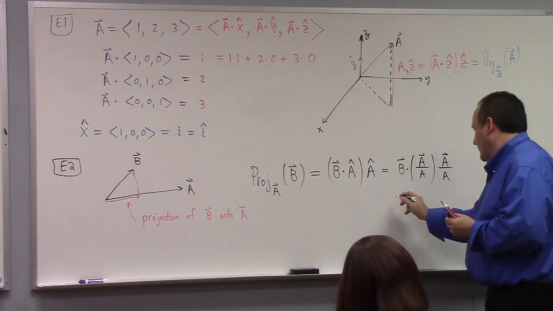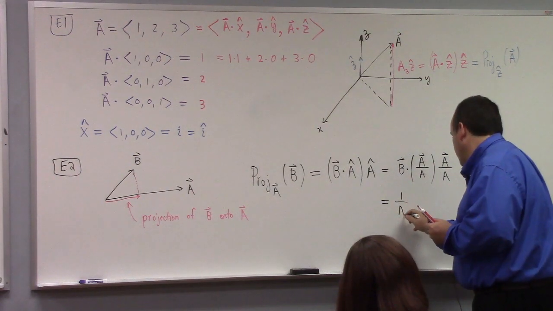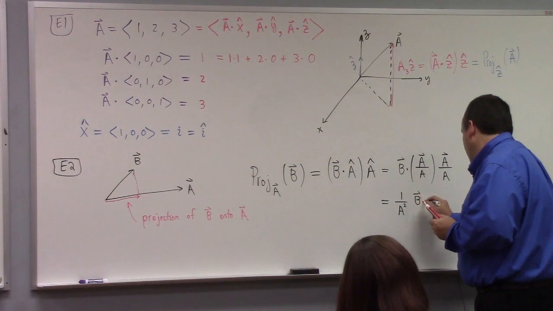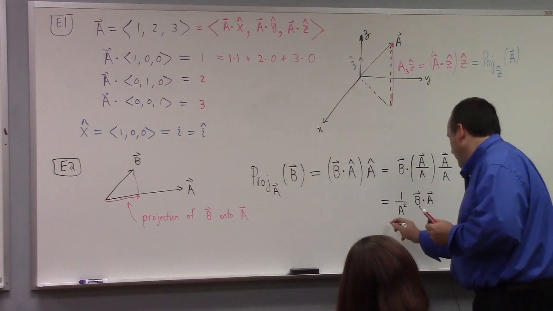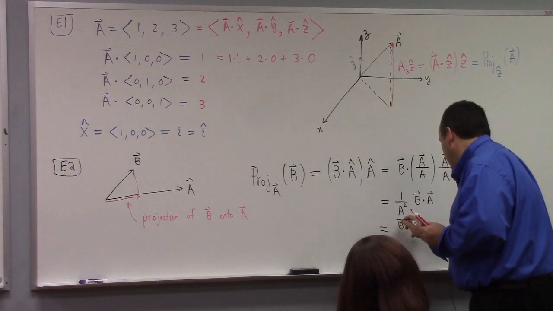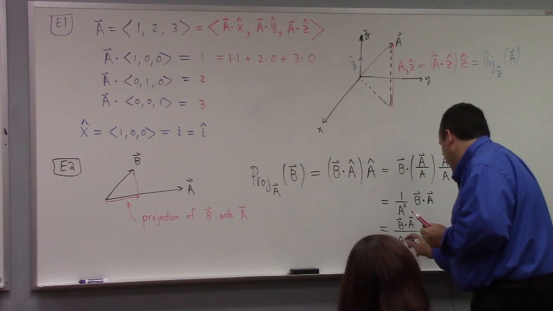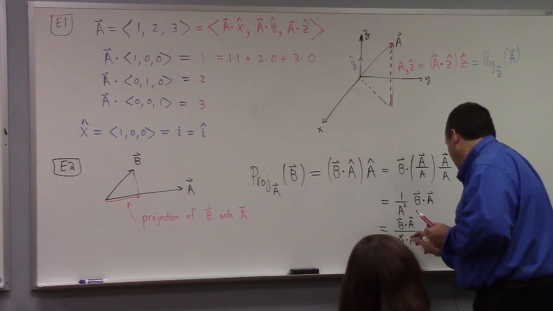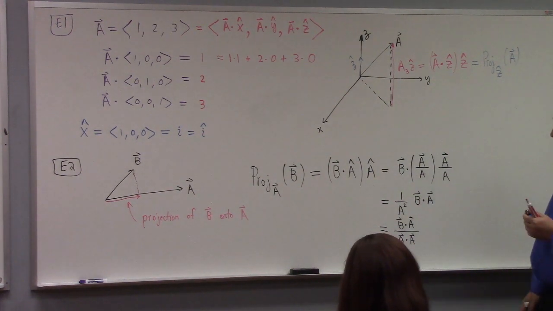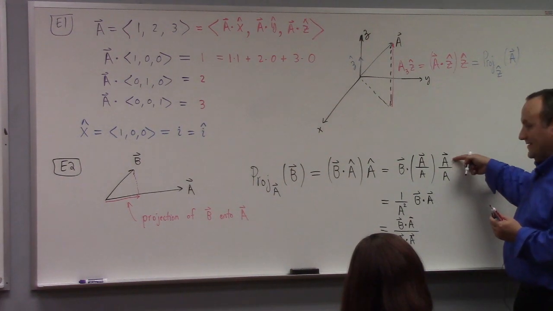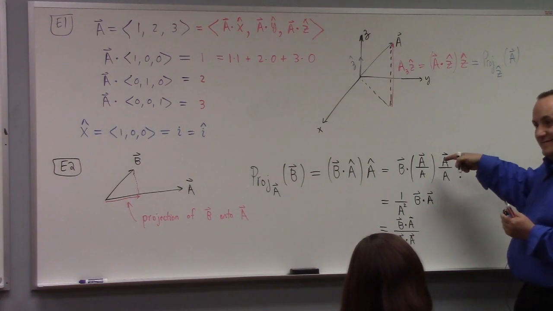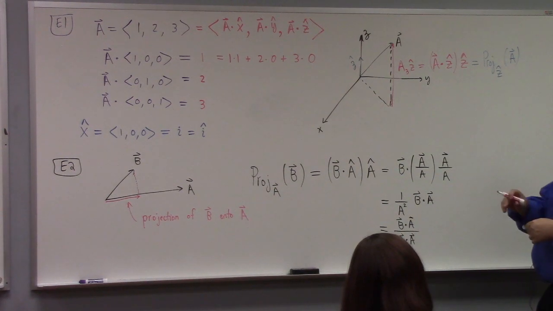And using properties of the dot product, we can pull that 1 over A squared out. And then we've got B dot A, right? Or, of course, you could write that as B dot A over A dot A. Now, I think I lost something, didn't I? Well, what did I have here? I had an A, right? See that A? I can't just ignore it. It's still there.